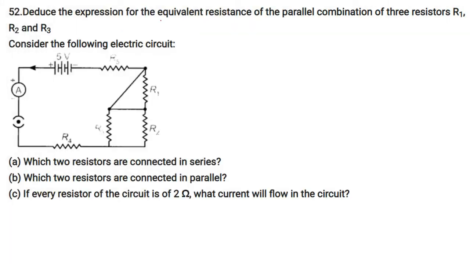Deduce the expression for the equivalent resistance of parallel combination of three resistors R1, R2, R3. Consider this electrical circuit. We have R1, R2, then we have R3, R5, R4 here. Which two resistors are connected in series? Which two resistors are connected in parallel? If every resistor of the circuit is 2 ohm, what current will flow in the circuit?